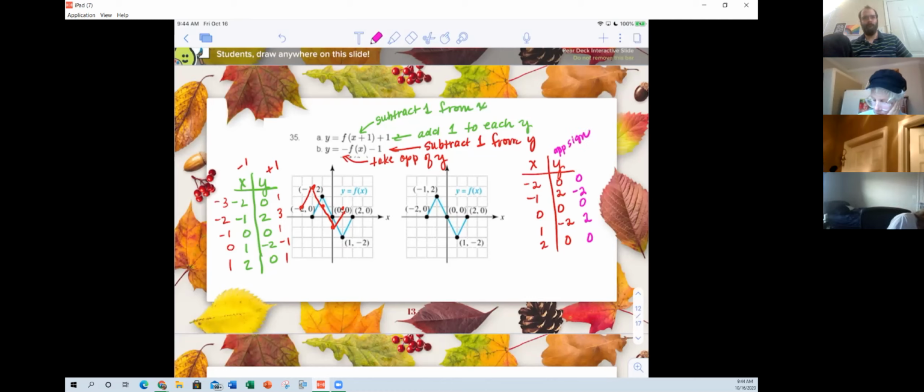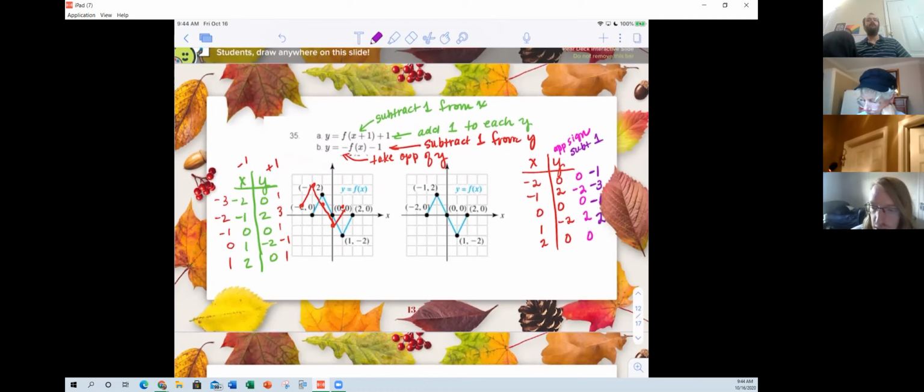And now I'm going to subtract 1. So that would become negative 1, negative 3, negative 1, 2, negative 1. So my new points are negative 2, negative 1, negative 1, negative 3, 0, negative 1, 1, 2, and 2, negative 1. And you would have got the same thing if you had flipped it and then shifted the whole thing down one unit. What happened here? Yeah. 2, negative 1.